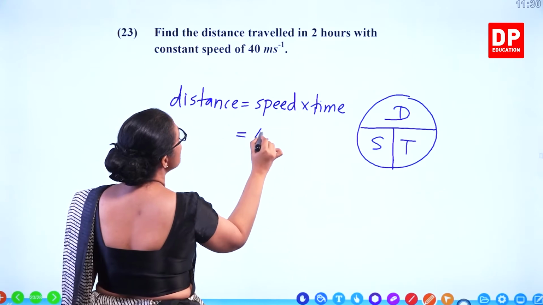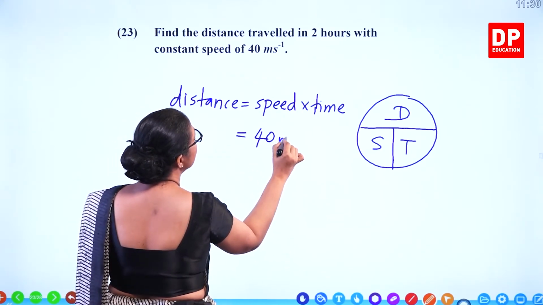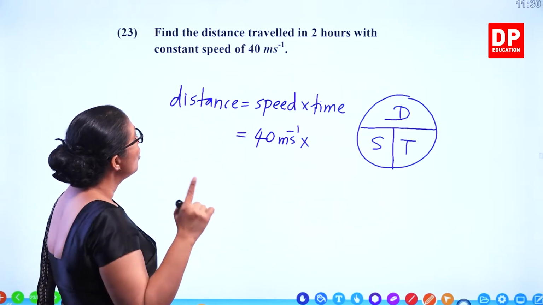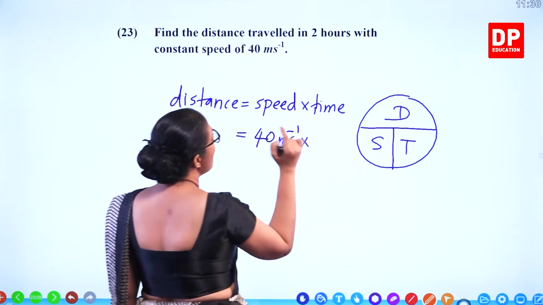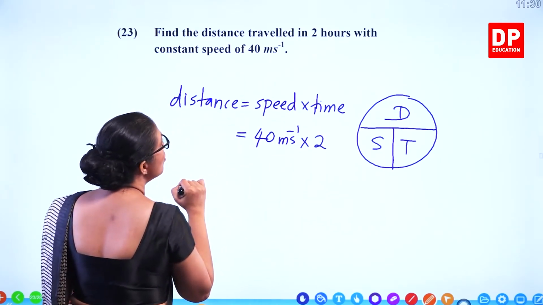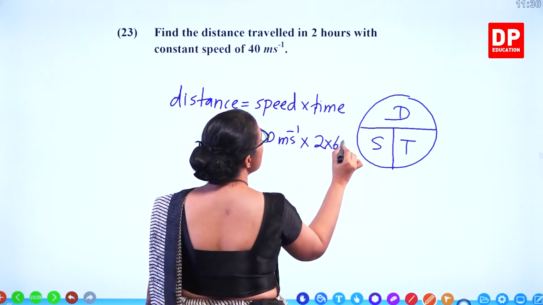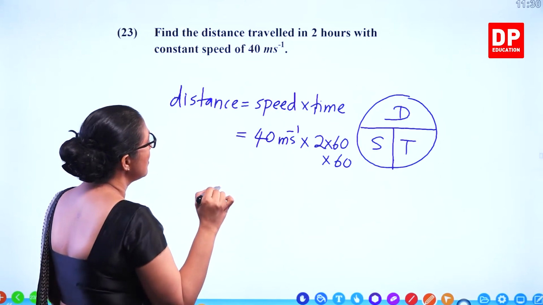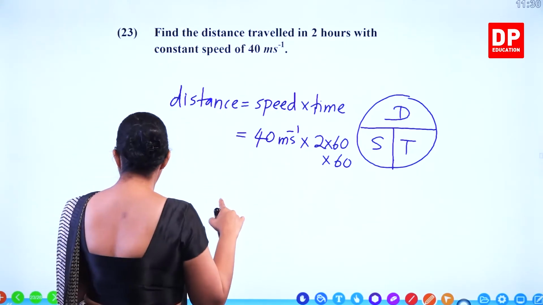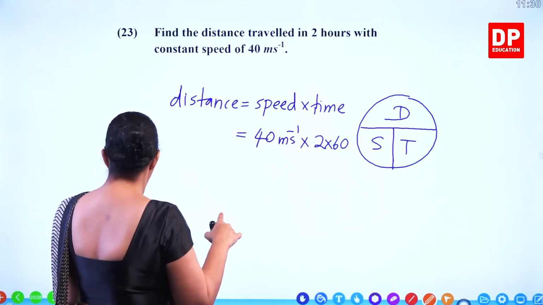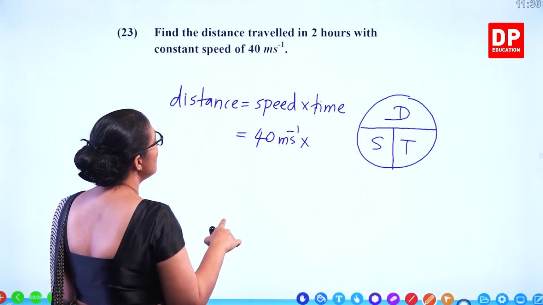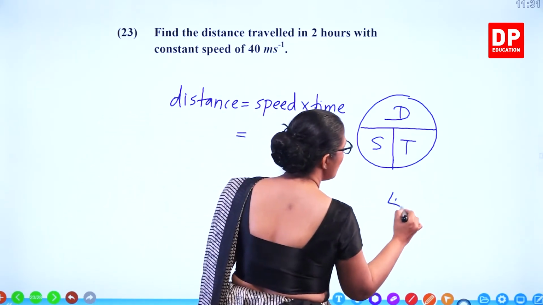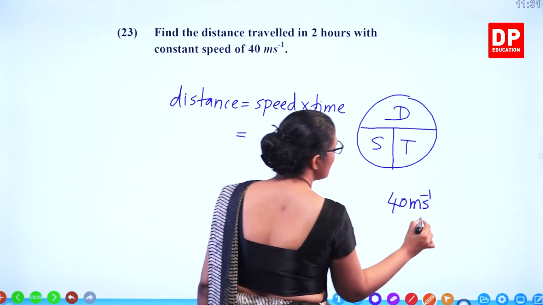So speed is 40 meters per second, and you need to convert the 2 hours to seconds. So that means 2 into 60 into 60. So what's the value? Or we can do it the other way around. It's a huge number. We can convert 40 to kilometers per hour. So what's the conversion?